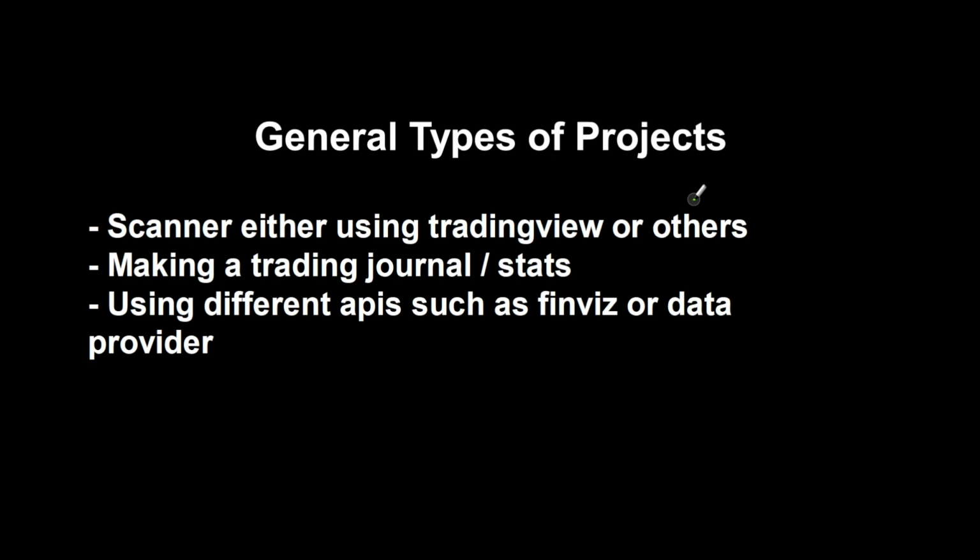But the first one is a scanner, either using TradingView or others. I believe Trade Ideas has an API as well. But TradingView, I know it's pretty simple, it's pretty cheap, and you can work with your own code using their scanner. So you could add custom indicators, you can pretty much adapt it as much as you want. So this is a great starting point. You can just have a simple scanner that you've coded yourself. It may not be better than the normal scanner on TradingView, but that's not really the purpose with these projects.